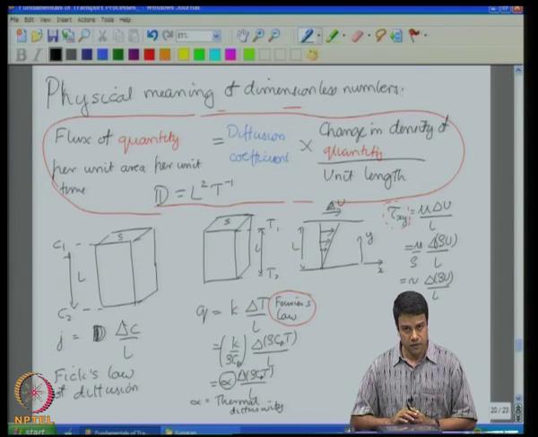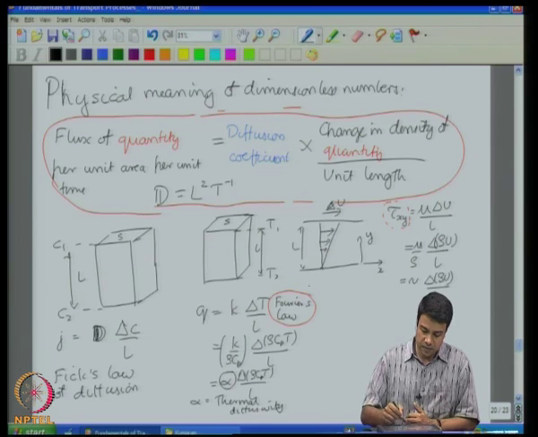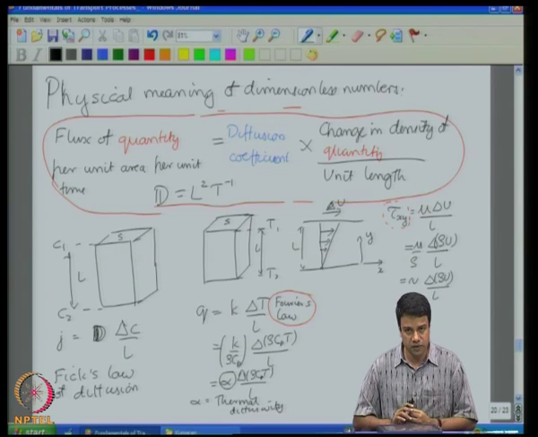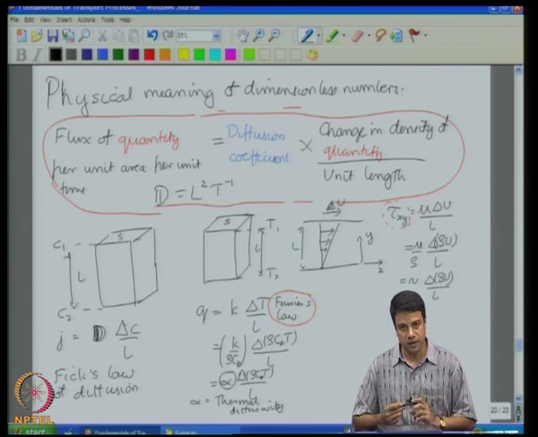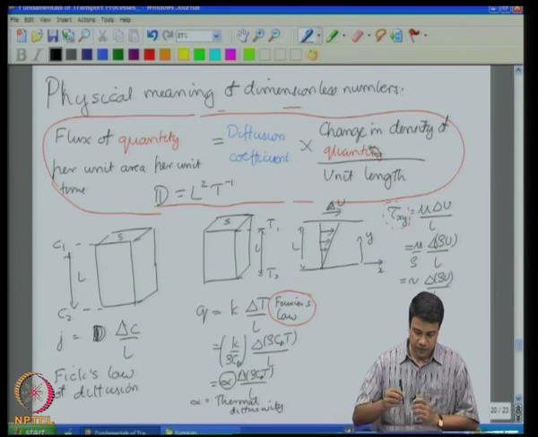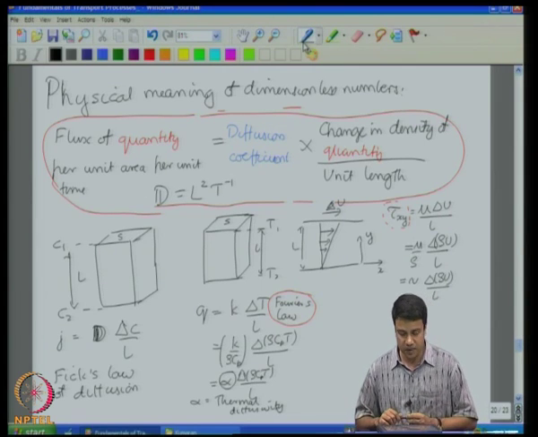For momentum, the shear stress acting at a surface, I take a slab of fluid of length L and apply a velocity difference across that. Within the slab itself, I have a linear variation of velocity with position. The shear stress, which is the force per unit area, where force is rate of change of momentum. So, it is the change in momentum per unit area per unit time. So, it is the flux of momentum, equal to some coefficient times the change in density of that same quantity. That quantity is momentum. So, I have to have a change in density of momentum per unit length.